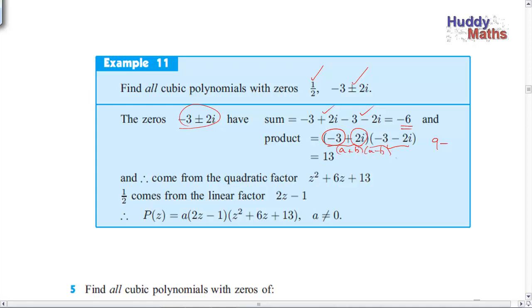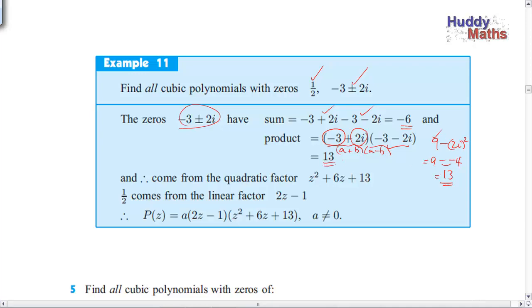Old stuff, a squared take b squared. So it's negative 3 squared, which is 9, take 2i squared, which is 4i squared, which is negative 4. I squared is negative 1. So that's how it comes to 13. Negative take negative is a positive.